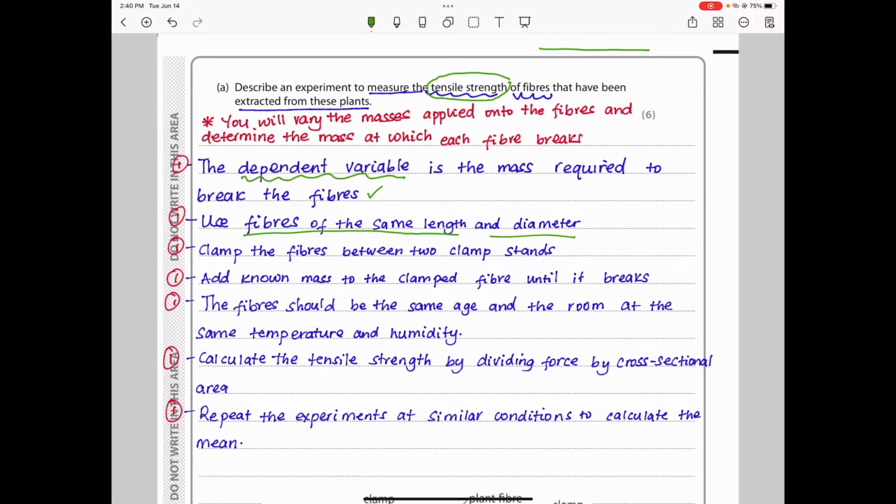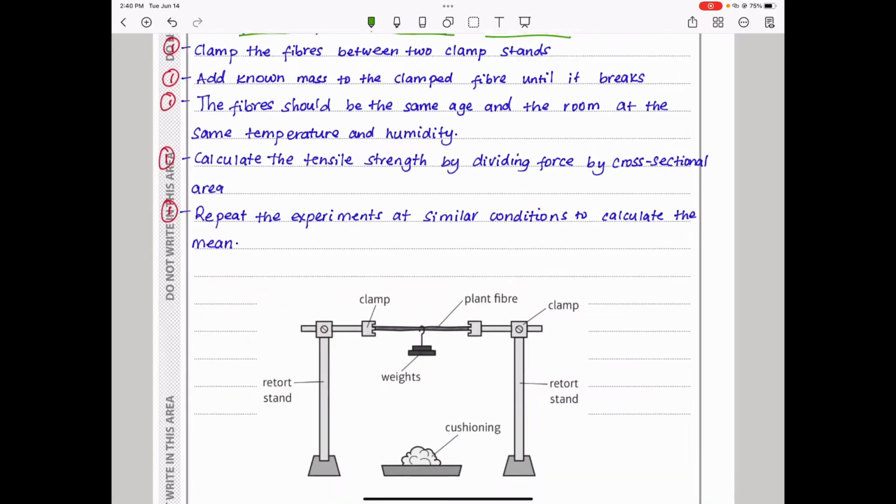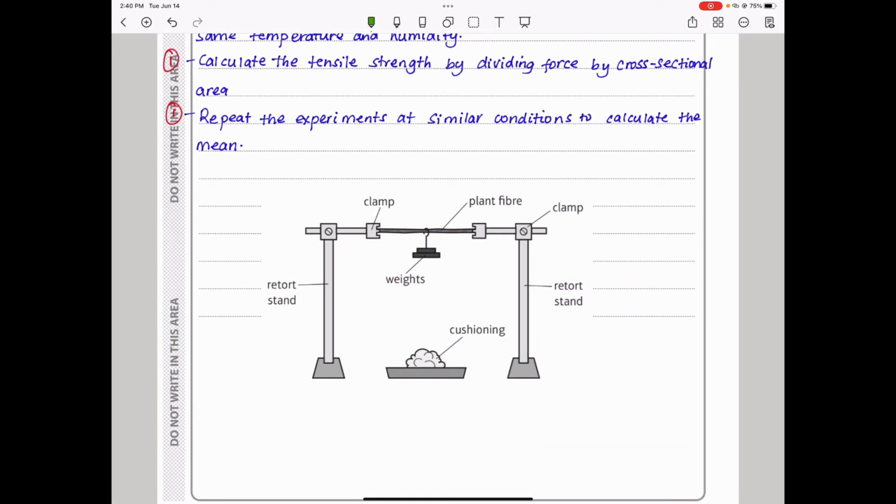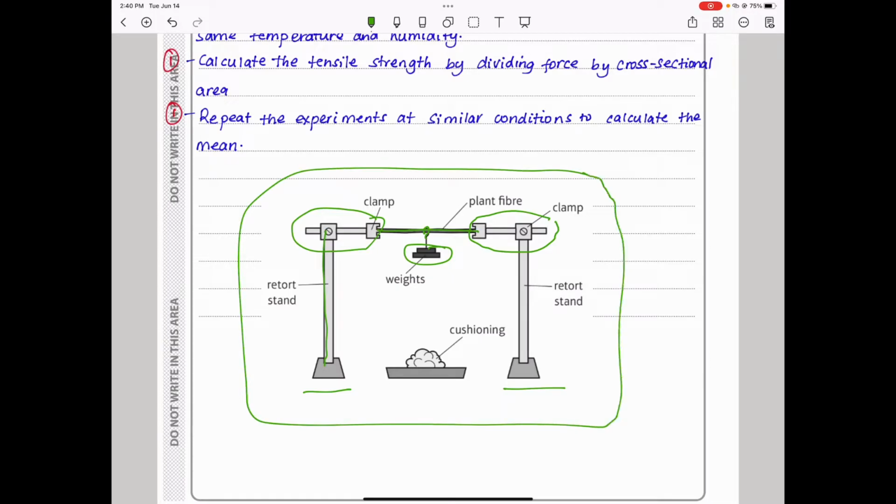I'm going to show you something from your practical book before I come back to that part. This is how you're going to clamp. There is a retort stand here, and then 2 retort stands are going to be here, and on the first retort stand we have a clamp, and on the second retort stand we have a clamp. So what happens, we position the fiber in between the 2 clamps, and then we'll position weights onto this fiber and observe how much weight this fiber can take up before it breaks. This is going to be the setup of the experiment. However, in this question, you are not required to draw this. I just put it here so that I can demonstrate to you.